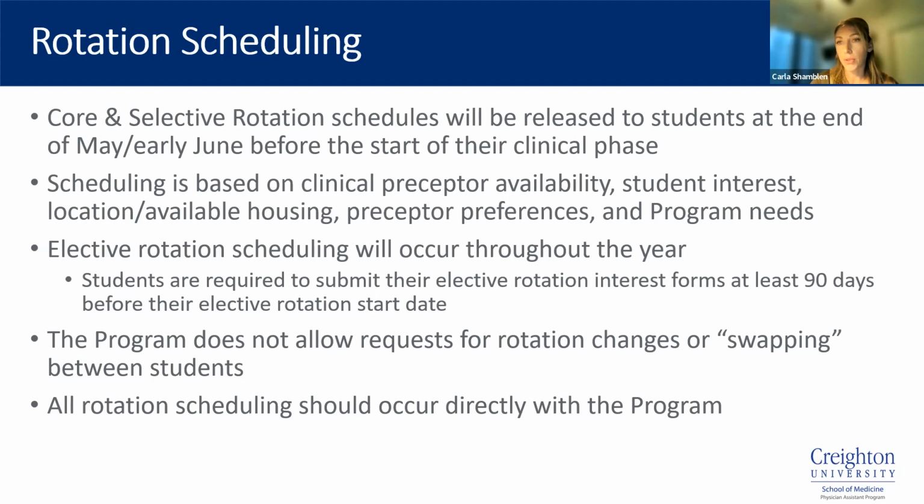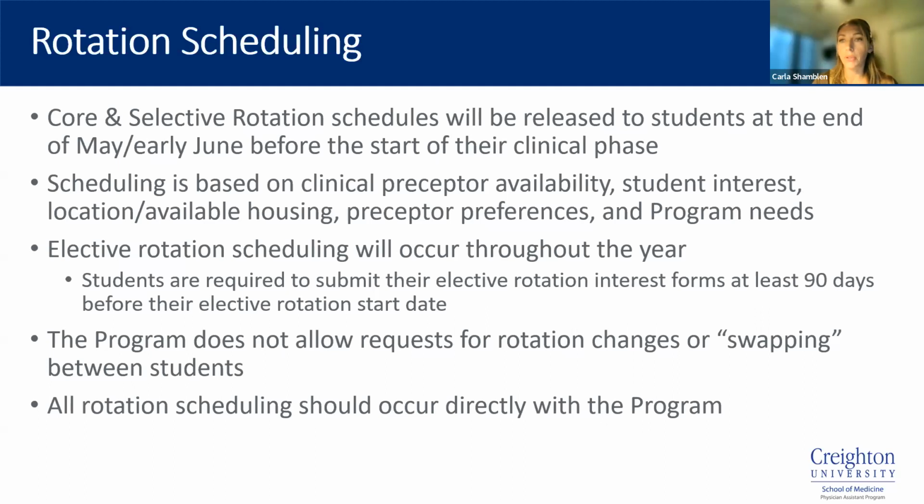Then our elective rotations will be scheduled throughout the year. So we have a full year from the time that we send them out on rotations before they're even starting their first elective. And so it will be based on the interest forms they supply to us. And those will then be scheduled separately.